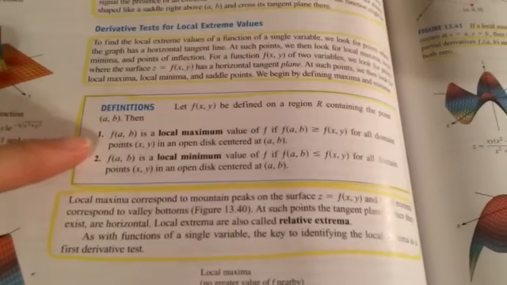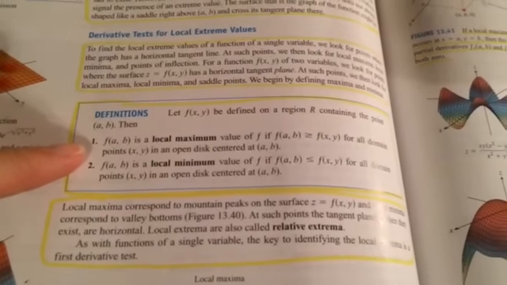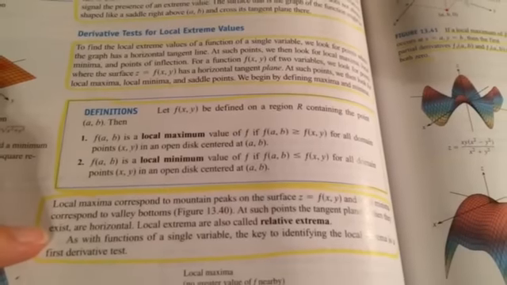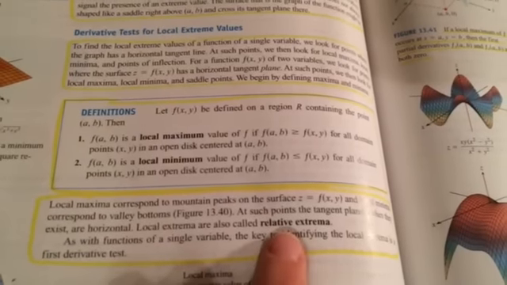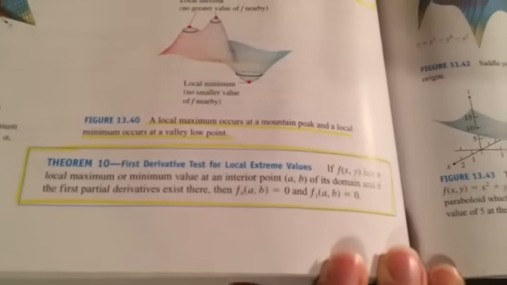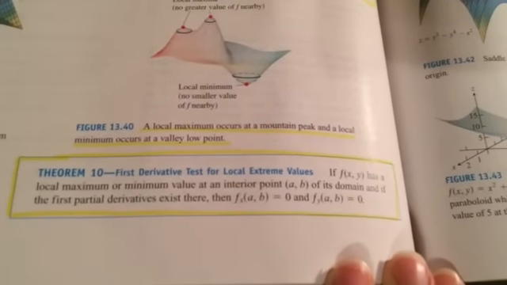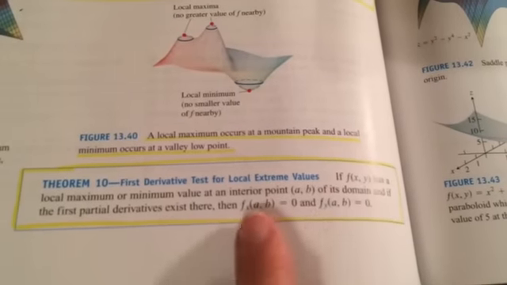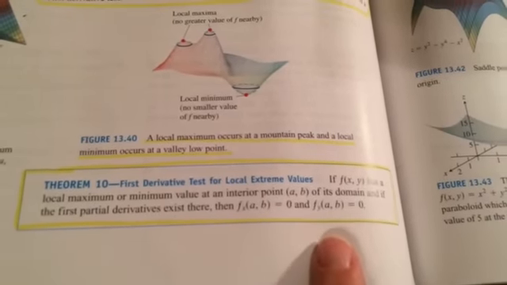And then here are the definitions for local maximums and minimums. They tell you here some books will call them relative maximums and minimums. So local and relative mean the same thing. The first derivative test is something that you did in Calculus. Here the derivative is a little bit different because now it's a function of two variables. So for the derivative you have the partial derivatives with respect to x and y.